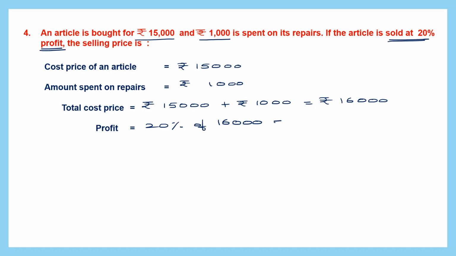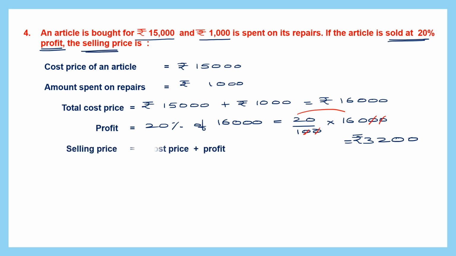So this will be 20 by 100 into 16,000. Let's cancel here. I can cancel these two zeros and two zeros here. Let's multiply these two. 16 into 2 is 32, and then there are two zeros. That means the profit is 3,200 rupees. Now we have been asked to find the selling price.